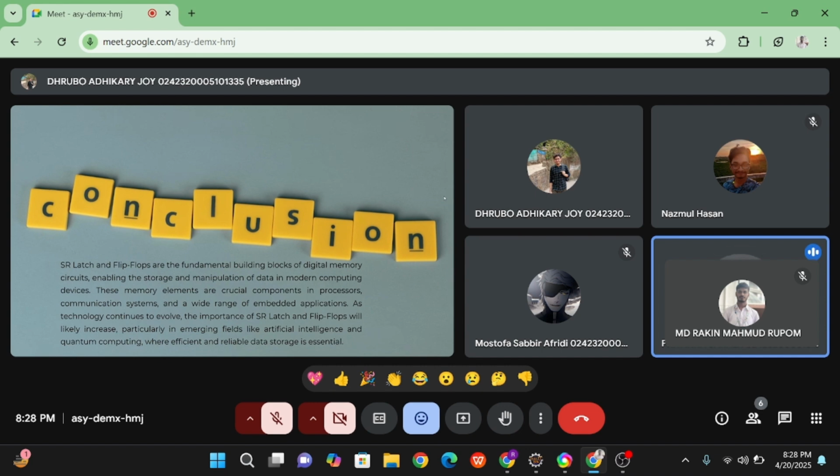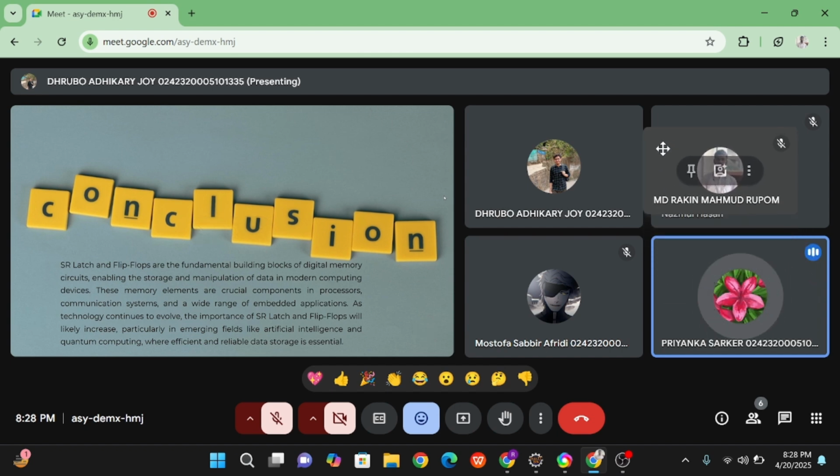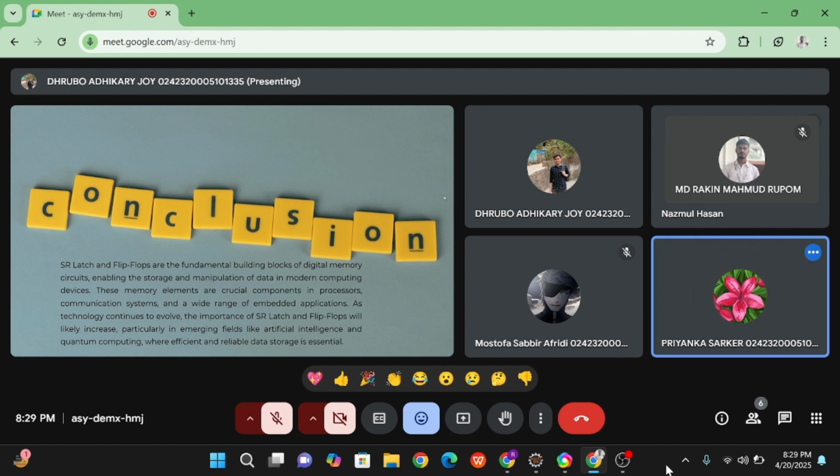Conclusion. SR latches and flip-flops are the fundamental building blocks of digital memory circuits, enabling the storage and manipulation of data in modern computing devices. These memory elements are crucial components in processors, communication systems, and a wide range of embedded applications. As technology continues to evolve, the importance of SR latches and flip-flops will likely increase, particularly in emerging fields like artificial intelligence and quantum computing, where efficient and reliable data storage is important.